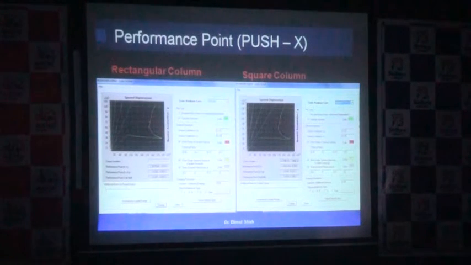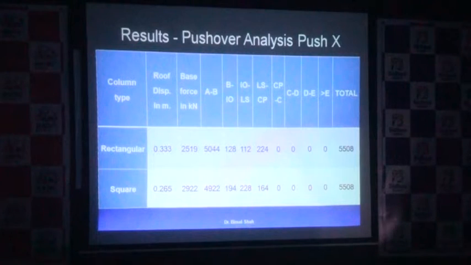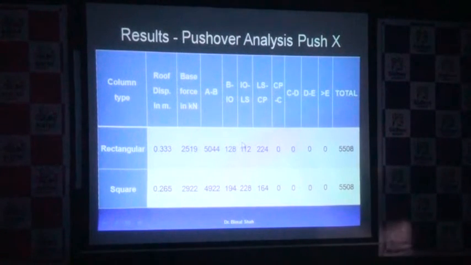We compared these results, and what happened was that when both the buildings were following all the codal provisions, still you can see that there were hinges of the magnitude of LS to CP. LS is life safety, CP is collapse prevention. In that range, you had 224 hinges in the rectangular column model, and in the square column model we had 164 hinges lying in the range of life safety to collapse prevention. That means it was quite on the non-linear side.